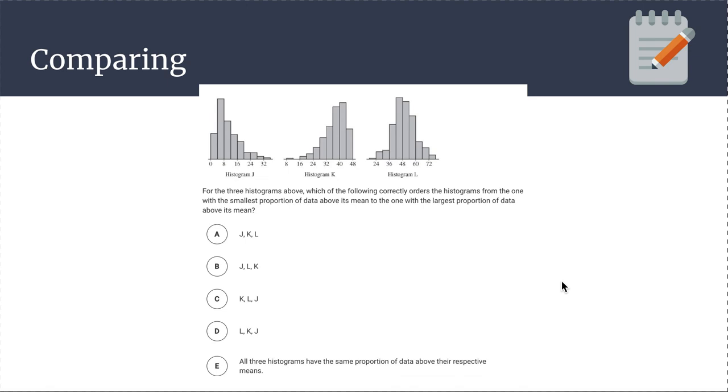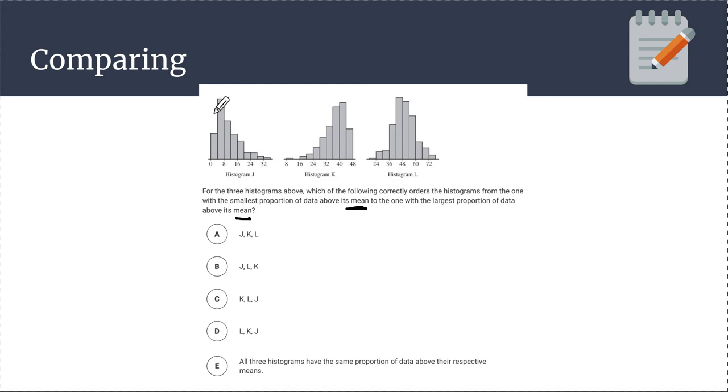For the 3 histograms here, which of the following correctly orders the histograms from the one with the smallest proportion of data above the mean? So we want the smallest proportion of data above the mean. Mean seems to be key here. To the one with the largest proportion of data above its mean. So we got 3 histograms.